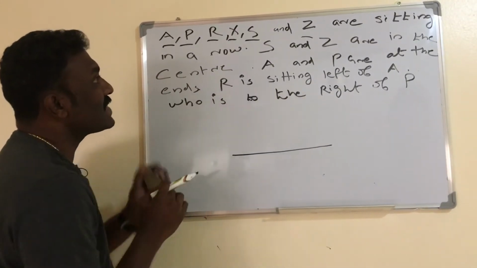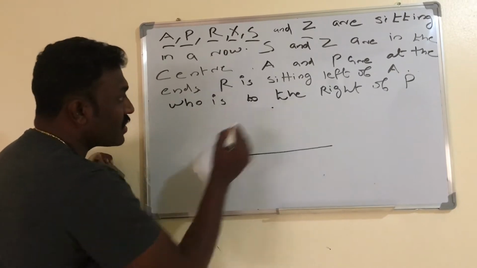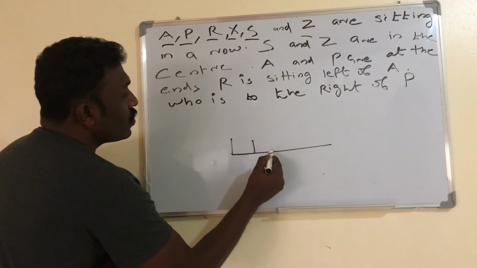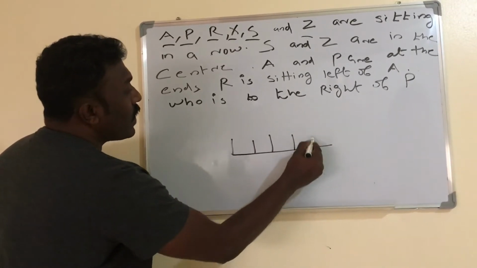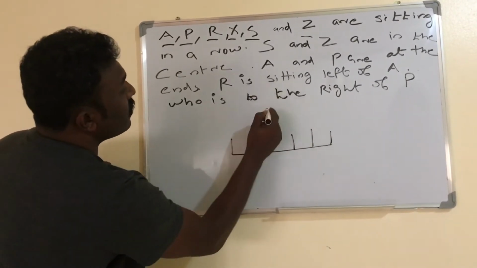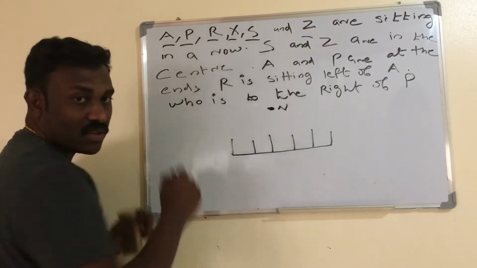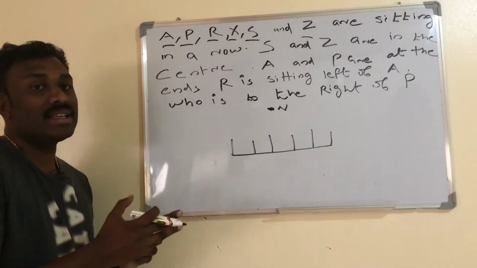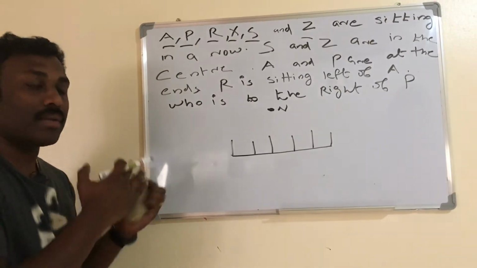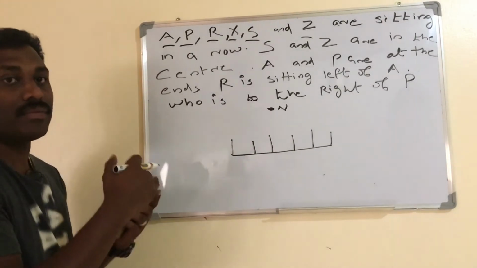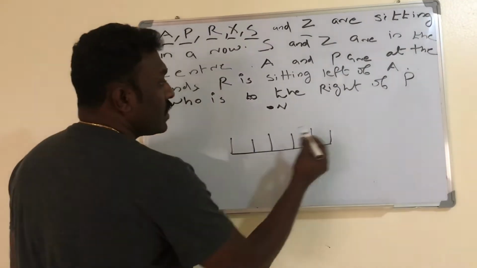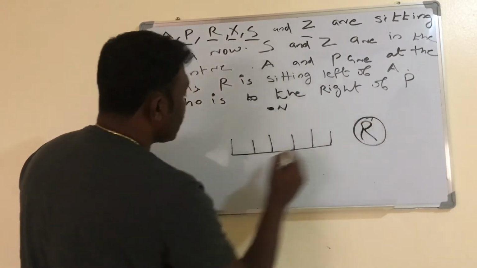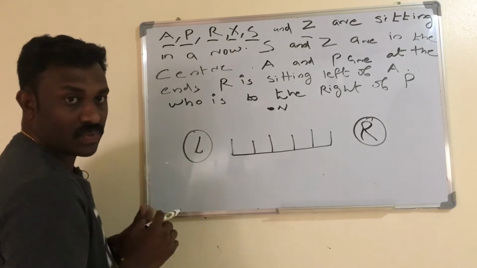So they told that there are 6 members. This is the north direction, and they are facing 1, 2, 3, 4, 5, 6. Six people are facing this north direction. Next thing you have to find out is right and left of this row. You know that if they are facing north, then this side will be right and this side will be left.